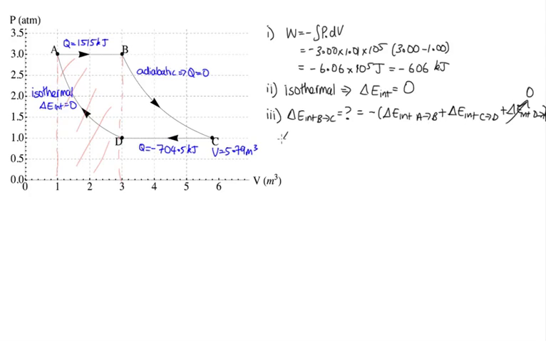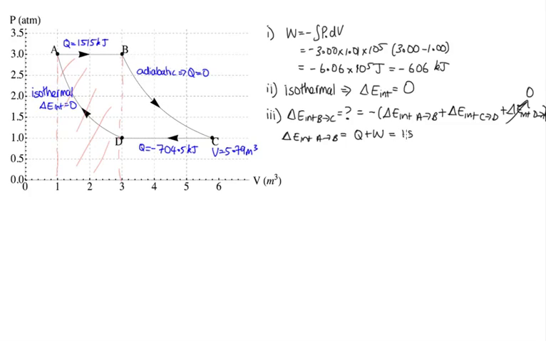And so for the change in internal energy from A to B, we can use the first law of thermodynamics, that the change in internal energy is equal to Q plus W. This is from A to B and A to B. We've worked out the work from A to B up here, and we're told the Q.